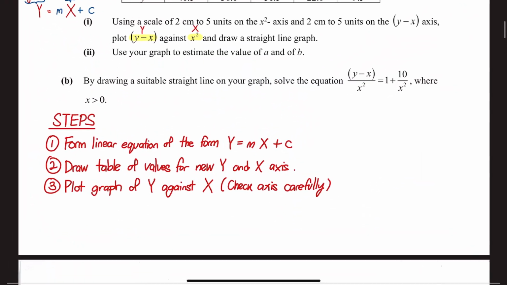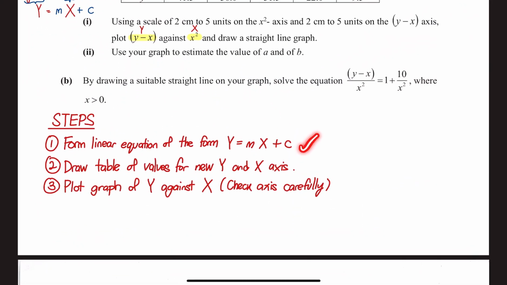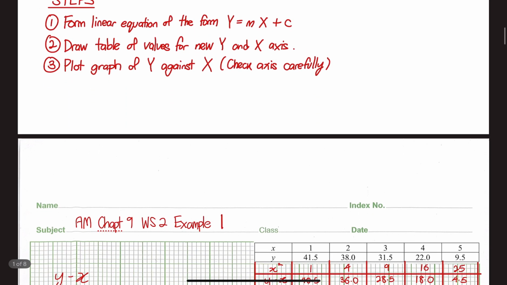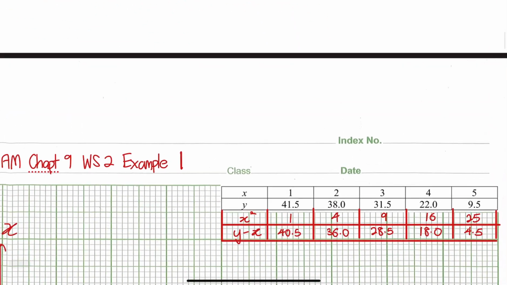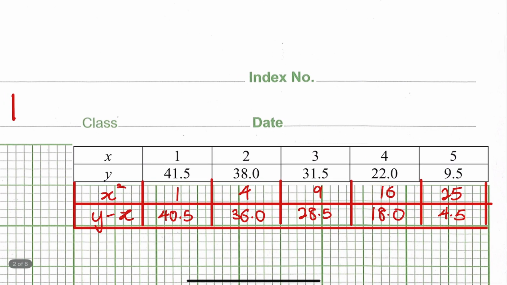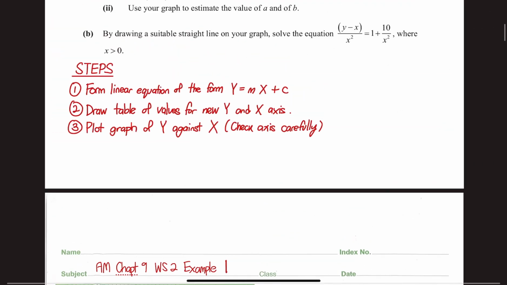Okay, last step, table of values, form linear equation done, plot table of values done. Last step, plot the graph. So check the axis carefully here. Now I will draw my vertical and horizontal axis based on these values here. My horizontal axis x squared is from 1 all the way to 25. Then my vertical axis is, the lowest value is 4.5 all the way to 40.5. We follow the question says 2 cm to 5 units.